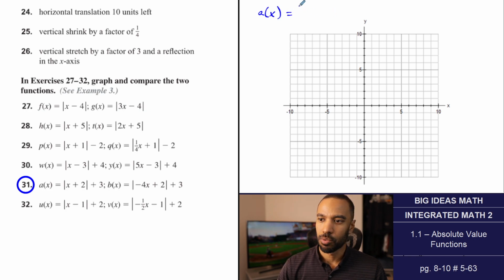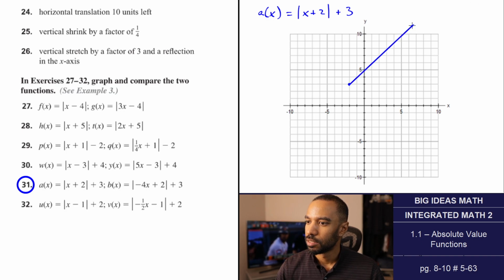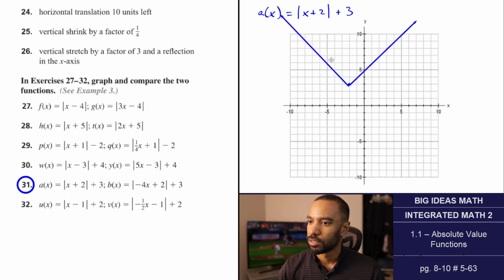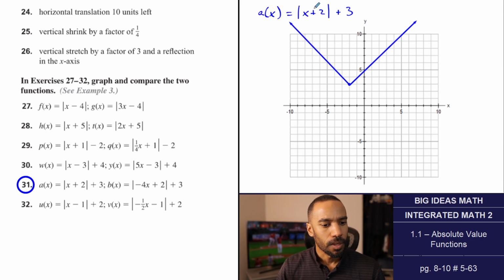A of x equals absolute value of x plus 2, plus 3. 2 left, 3 up, stretch of 1. B of x. Okay, I'm going to write this one out.